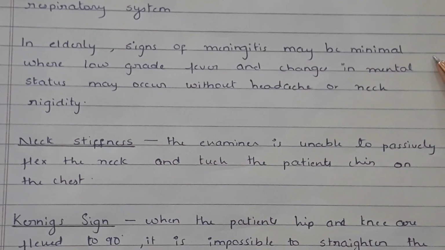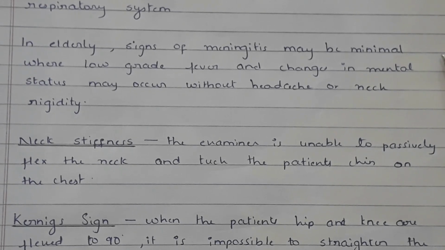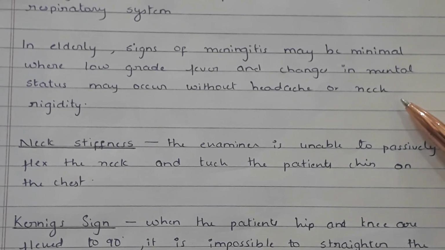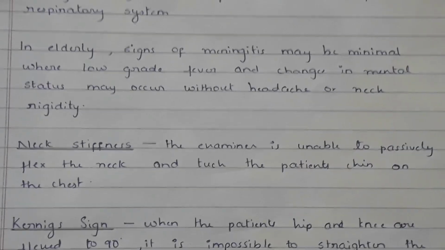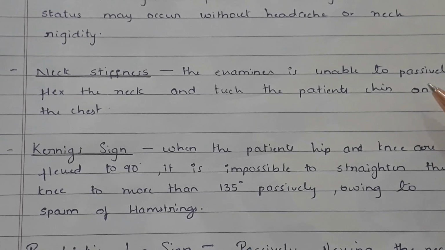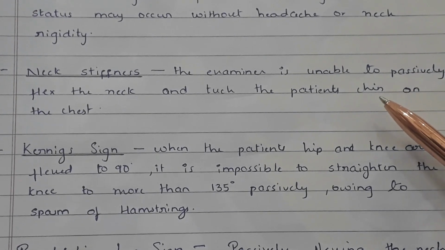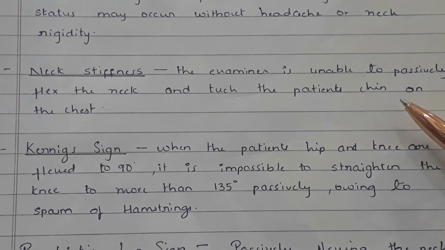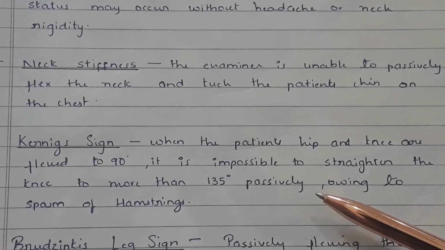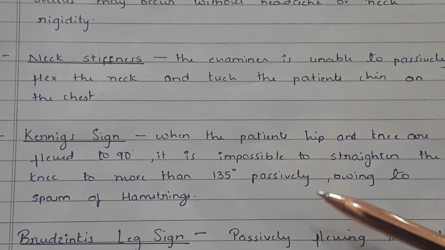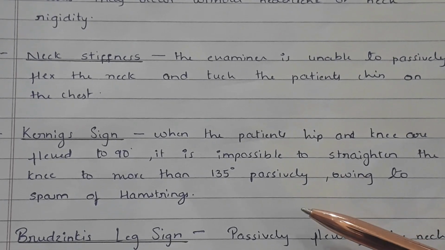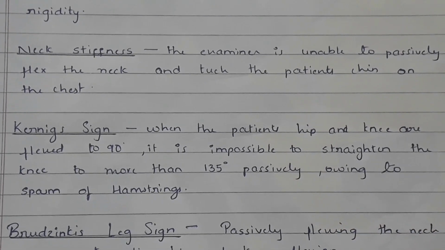In elderly, the signs of meningitis may be minimal, where low-grade fever and changes in the mental status may occur without headache or neck rigidity. Neck stiffness. This is when the examiner is unable to passively flex the neck and tuck the patient's chin on the chest. Next we have Kernig's sign, when the patient's hip and knee are flexed to 90 degrees. It is impossible to straighten the knee to more than 135 degrees passively owing to spasms of hamstrings.